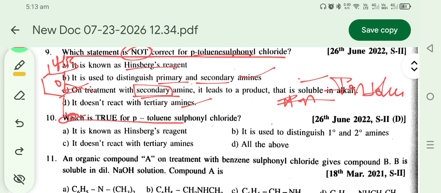True statements for para-toluene sulfonyl chloride. It is also the same about the reaction. About the reaction, it is a Hinsberg reagent. True statement. Used for primary and secondary amines. True statement. Does not react with the tertiary amine. So all the statements are true.